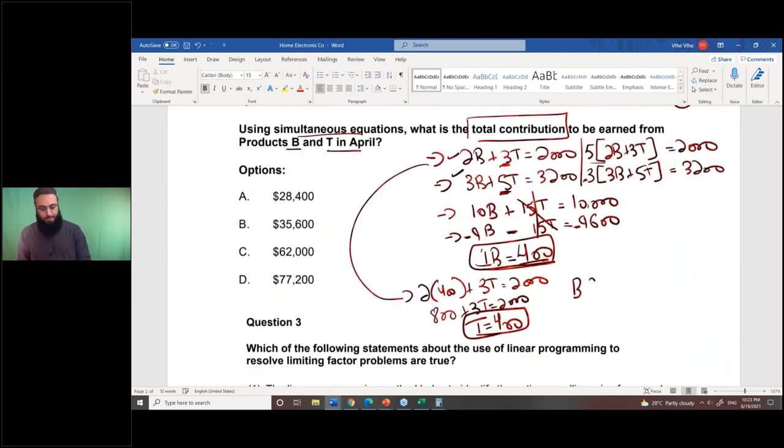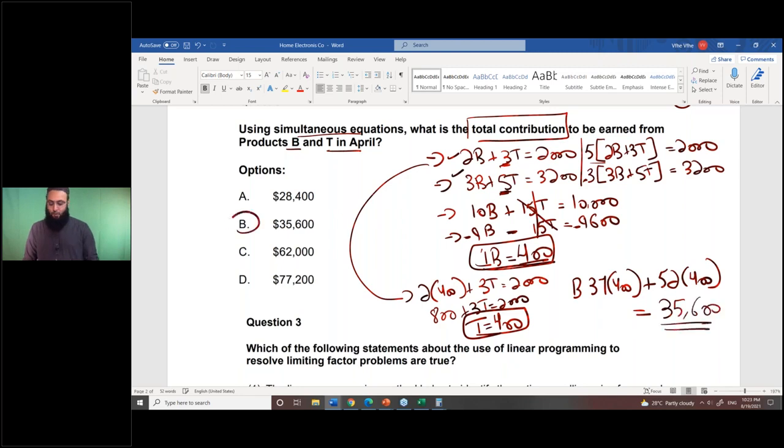For B, it's 37 into 400 plus 52 into 400. And what is the answer? So let's work out the answer, guys. It's 35,600. Okay, 35,600. Getting the point?